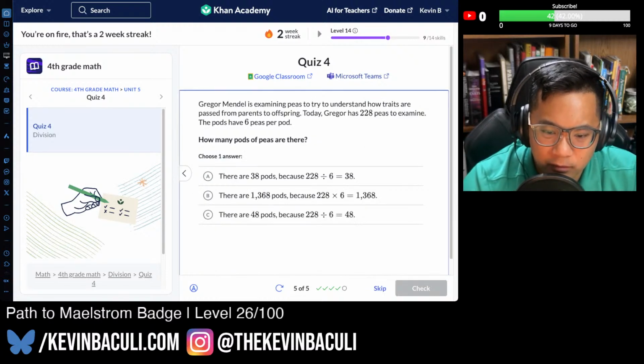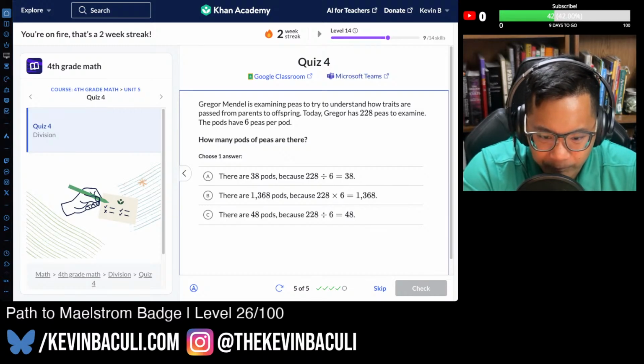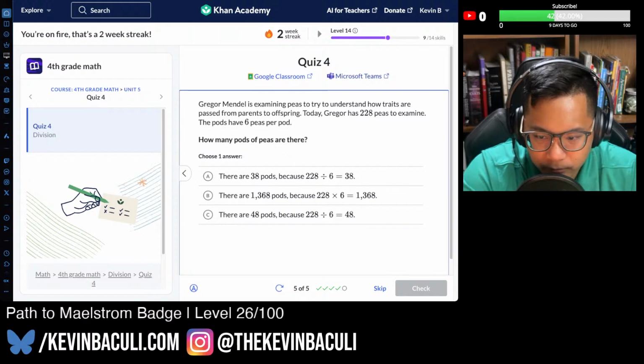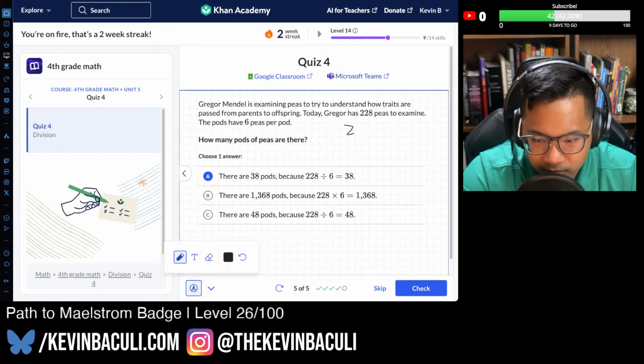Gregor Mendel is examining peas to try to understand how traits are passed from parent to offspring. Today, Gregor has 228 peas to examine. The pods have 6 peas per pod. How many pods of peas are there? 38. Wait, it's A or C. Let me do this. Sure, I want the right answer. Okay, 38.